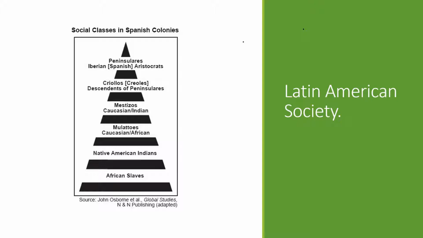I've seen it both ways, where the Native Americans were at the bottom and slaves were above them, so I'm not quite sure what the order is. But for our purpose, we'll look at it this way. This was the basic class structure of Latin American society.